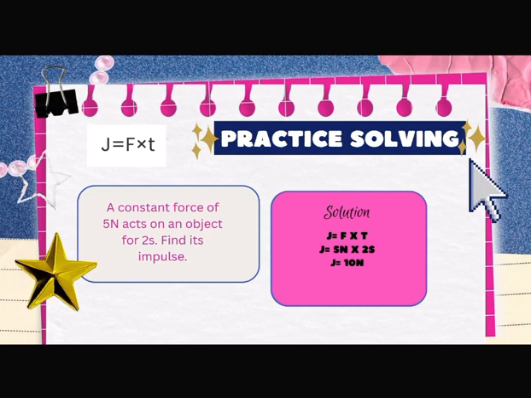Find its impulse. Using the formula J equals F multiplied by t, F is the force and t is the time. After substituting the values, we will multiply force and time. 5 N times 2 s equals 10 Newton-seconds.